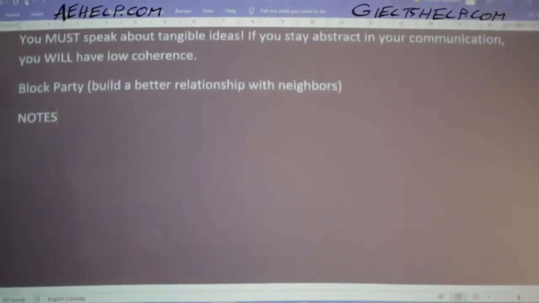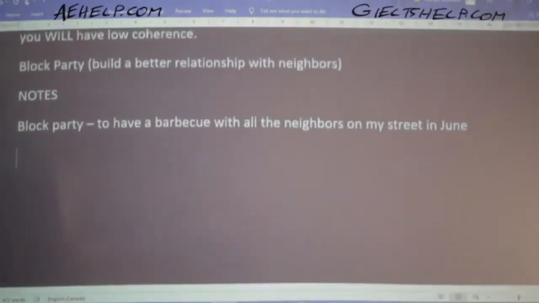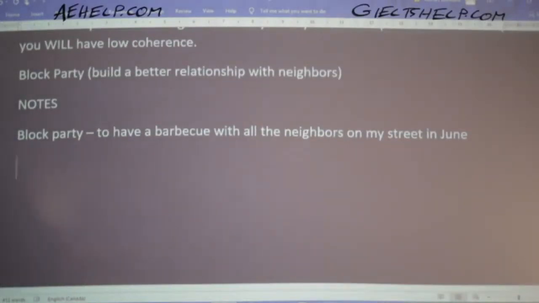So the idea is a block party, which means to have a barbecue with all the neighbors on my street in June. Okay, we're in June right now. I'm kind of starting us off here.